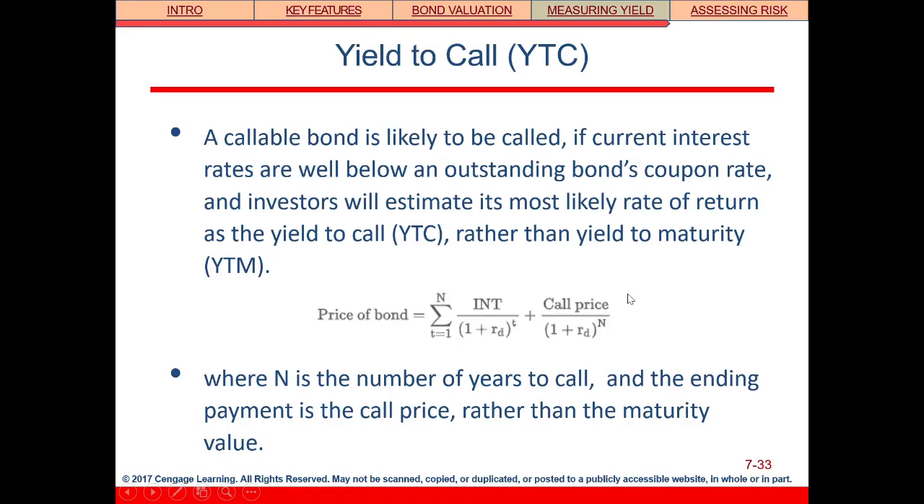Because the number of years to call is different from the number of years to maturity, n will be different too. So when you calculate yield to call, there are two key variables that are different. One is the future value. For yield to maturity, the face value is the future value, but for yield to call, the future value is not the face value anymore. It's going to be the call price. The other variable that is different is n. For yield to maturity, you use the number of years to maturity, but for yield to call, you use the number of years to call. That's the key difference here.